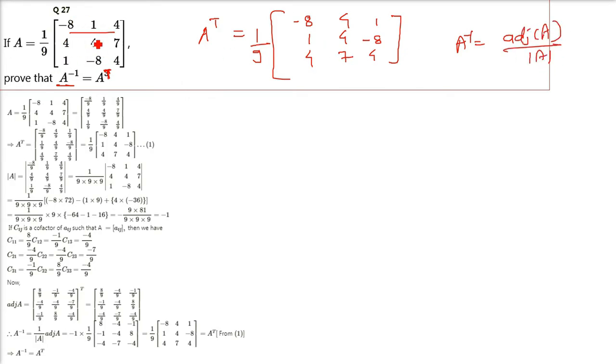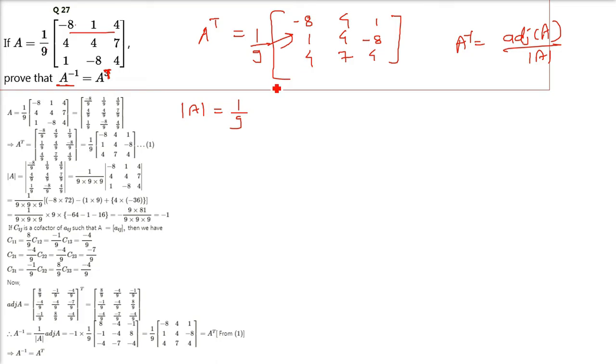In order to find the determinant, just see the scalar. You cannot find the determinant of the inside matrix, minus 8, 1, 4, and multiply it by 1 by 9. No, that is not the case. In order to find the determinant of A, you have to multiply 1 by 9 inside. You cannot have 1 by 9, compute the determinant of the inside, and then multiply. No. You have to multiply 1 by 9 with each and every element inside first. Then we'll take it outside.